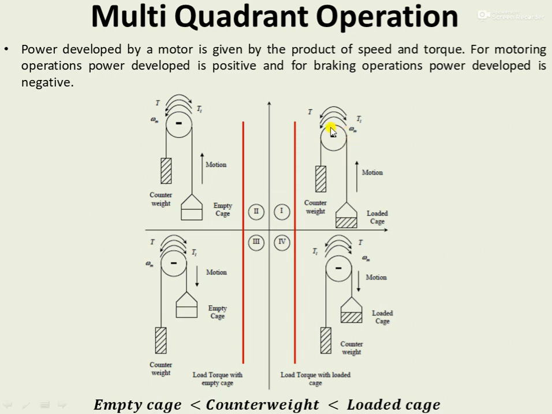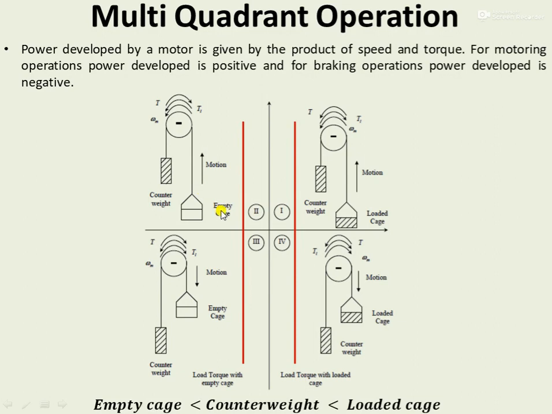Since the supplied torque is in the anti-clockwise direction, and as the value of the torque which is delivered here is greater than that of the load torque, definitely it will bring about the upward motion of this loaded cage. That is based on the fundamental torque equation which we have discussed in our previous video session, which is represented by the relation T minus TL is equal to J into d omega by dt.